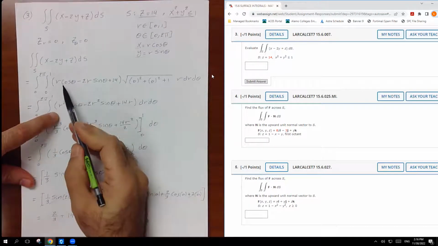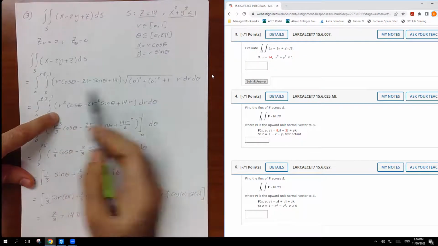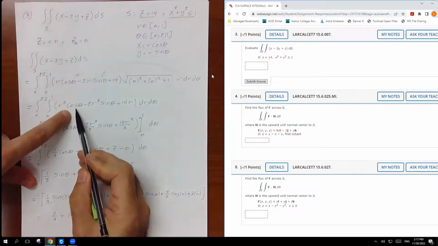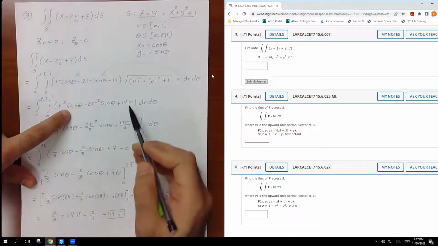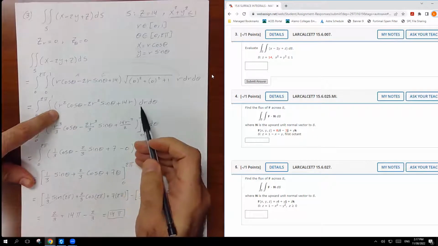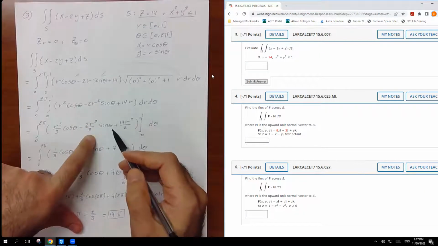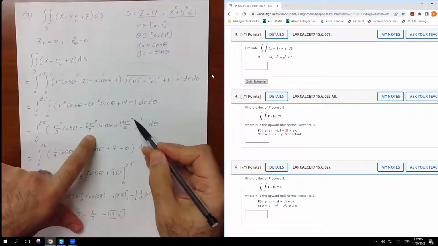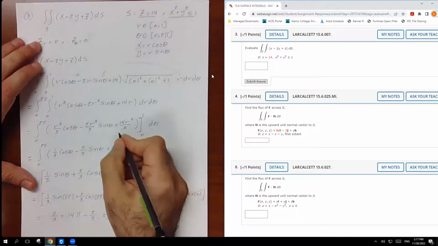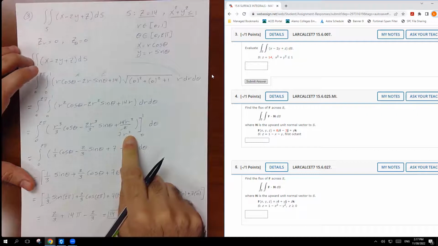So for this one, there is an r here, so I'm going to distribute the r on the parentheses. That's why we have r squared cosine theta minus 2r squared sine theta plus 14r. Now let's find the integral with respect to r. It will be r cubed over 3 cosine theta minus 2r cubed over 3 sine theta plus 14r squared over 2. Cancel these, so it's going to be 7r squared.